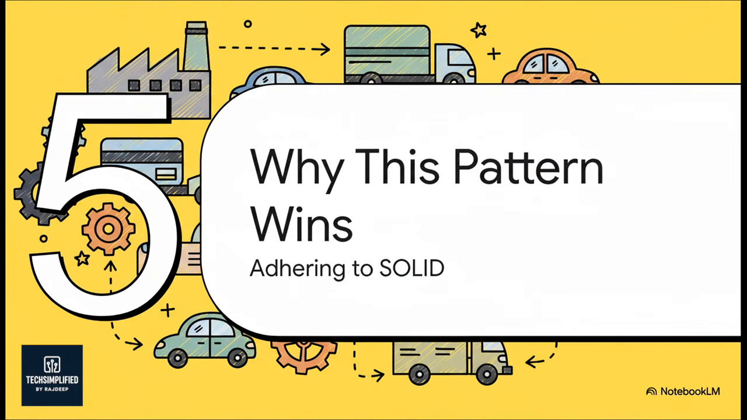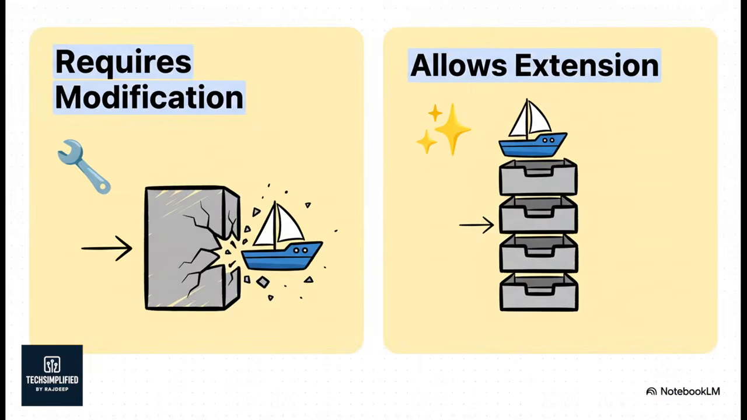So we've seen what it is and how it works, but why is this pattern so respected? Why is it a winner? Well, it all comes down to how it helps us follow some of the most fundamental principles of good software design, specifically the SOLID principles. Let's look at this side by side. On the left, you have that brittle approach, that big, ugly switch statement we hate. To add a new kind of transport, you have to go in and modify this existing class, which is risky.